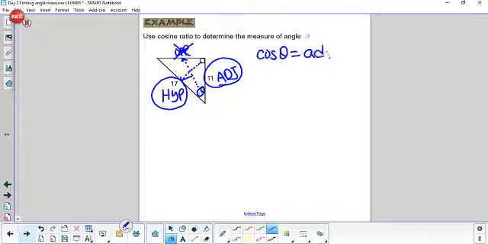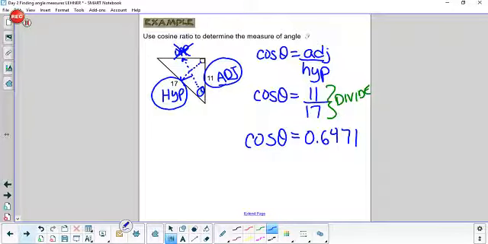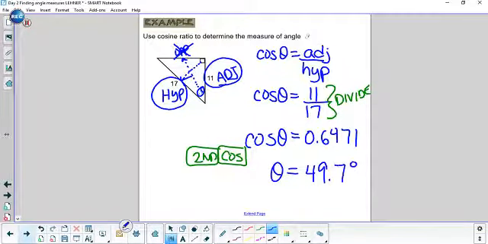Cosine uses adjacent over hypotenuse. We don't know the angle measure, that's what we're trying to solve for. The adjacent side is 11, the hypotenuse is 17. So once again, we divide 11 divided by 17, and you will end up with, go to at least 4 decimal places if possible, 0.6471. Now you use your technology, you do second cos, in whichever sequence needs to be done. We end up with the angle is 49.7 degrees.